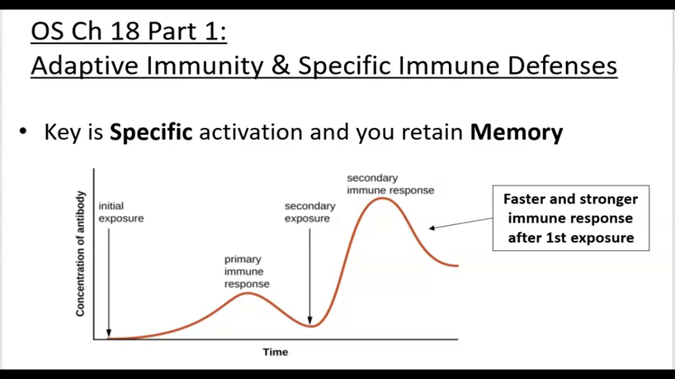So the cells that are responding during an infection, or during this primary immune response after the initial exposure, the second time that same pathogen comes around, you are going to remember what you've been previously exposed to. And note that the second immune response here and any ones after that are going to be faster and stronger after that first exposure, because you've maintained your memory of that specific kind of pathogen that was causing the infection.